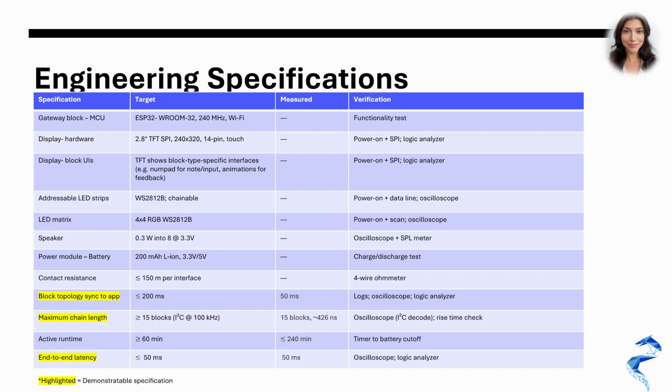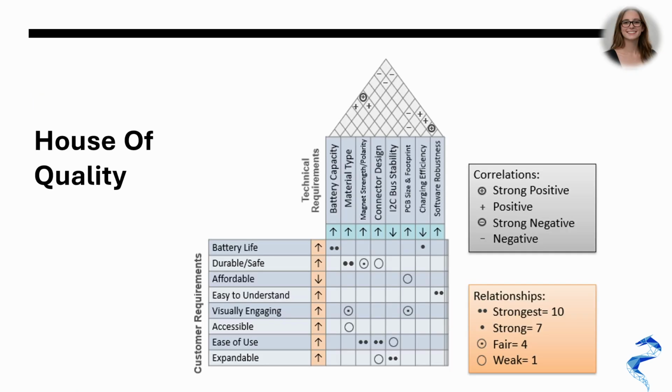The highlighted rows are our demonstrable specs. We want topology to sync to the app in under 200 milliseconds, support chains of at least 15 blocks on the I2C bus, and keep end-to-end button to LED latency under 50 milliseconds. We verify these numbers with a mix of logs, oscilloscope measurements, and I2C decode on the logic analyzer.